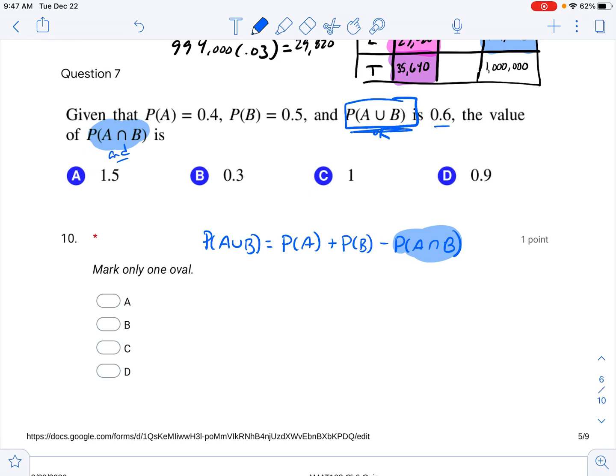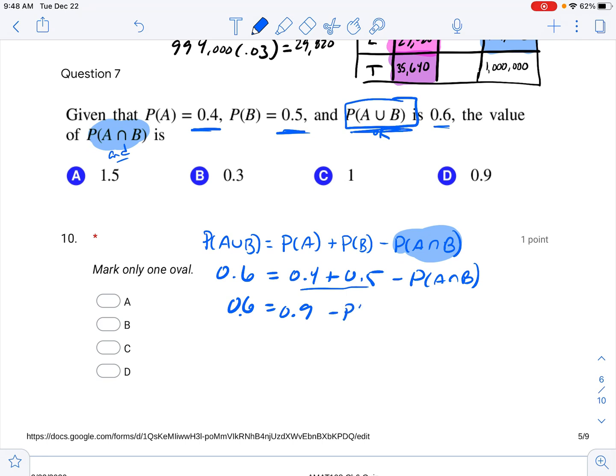Let's sub everything in. Well, they told us the probability of A or B is 0.6. Probability of A is 0.4. Probability of B is 0.5. And cleaning this up, that's going to be 0.9. All right, and so what do I have to subtract from 0.9 to get to 0.6? It looks like 0.3. So the probability of A and B, 0.3.